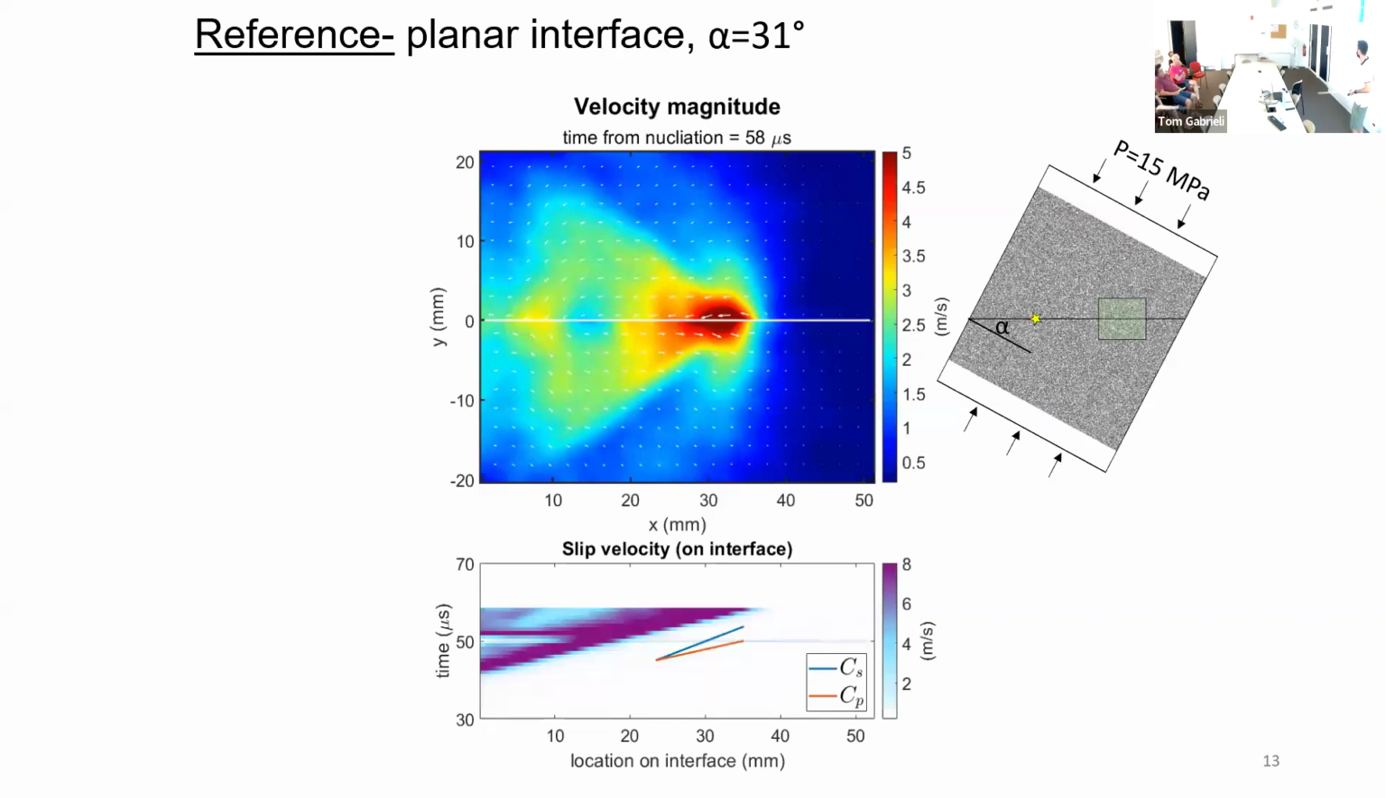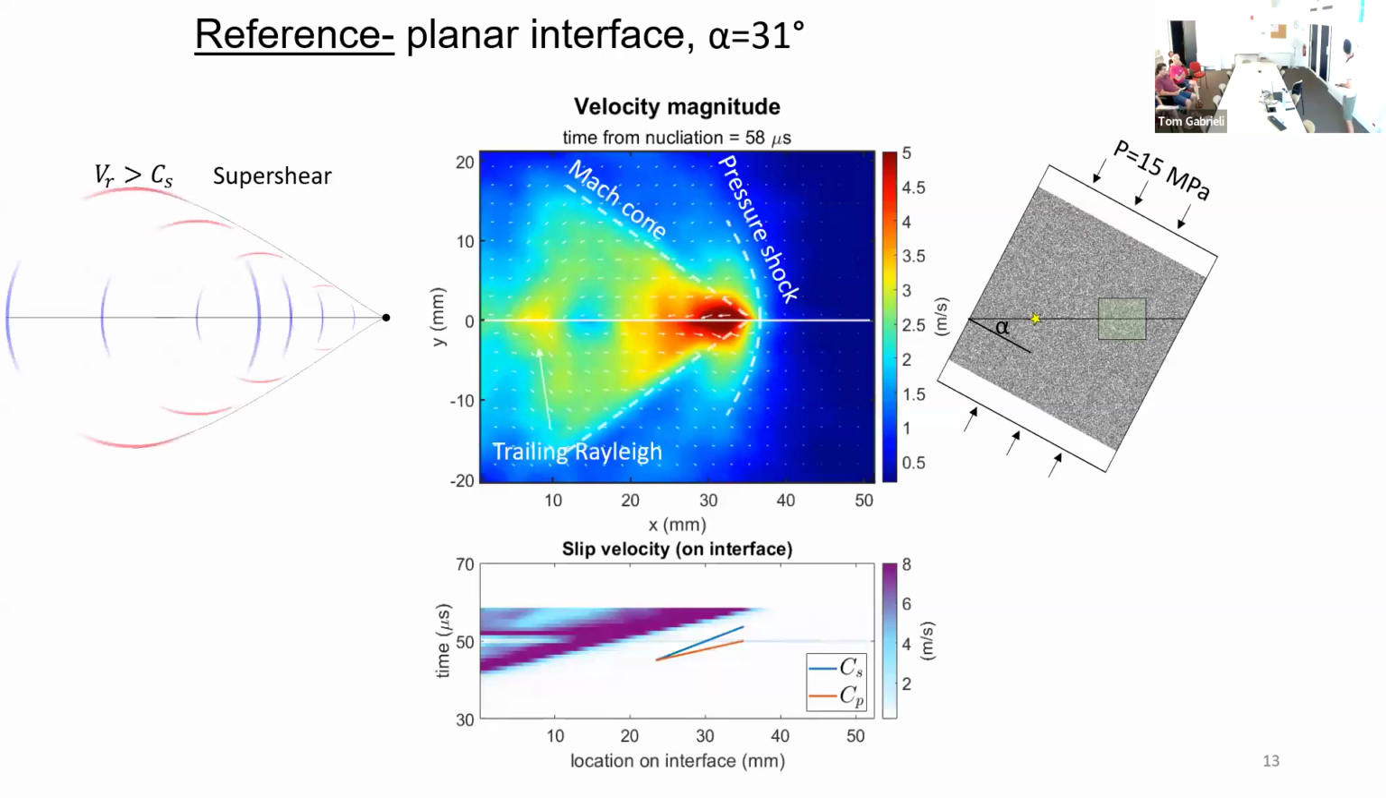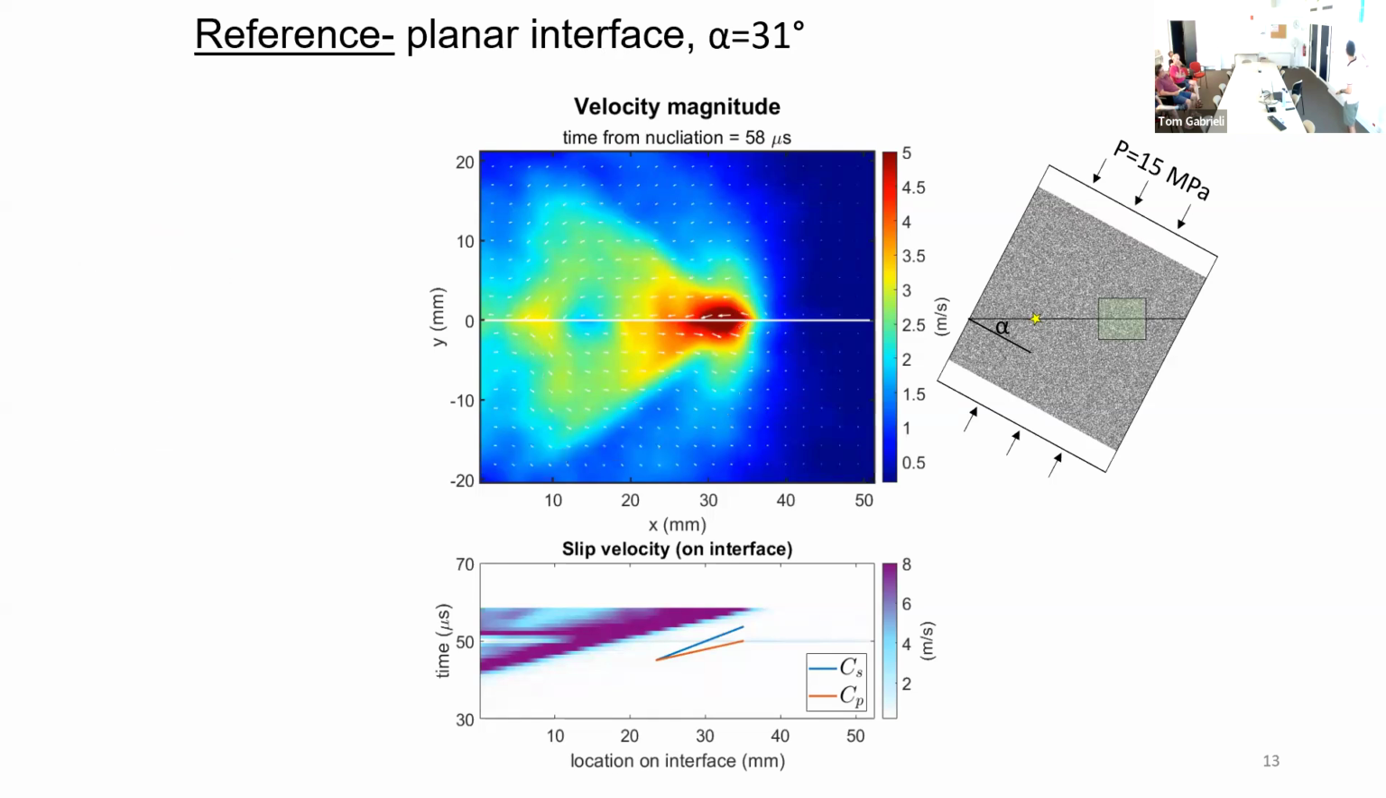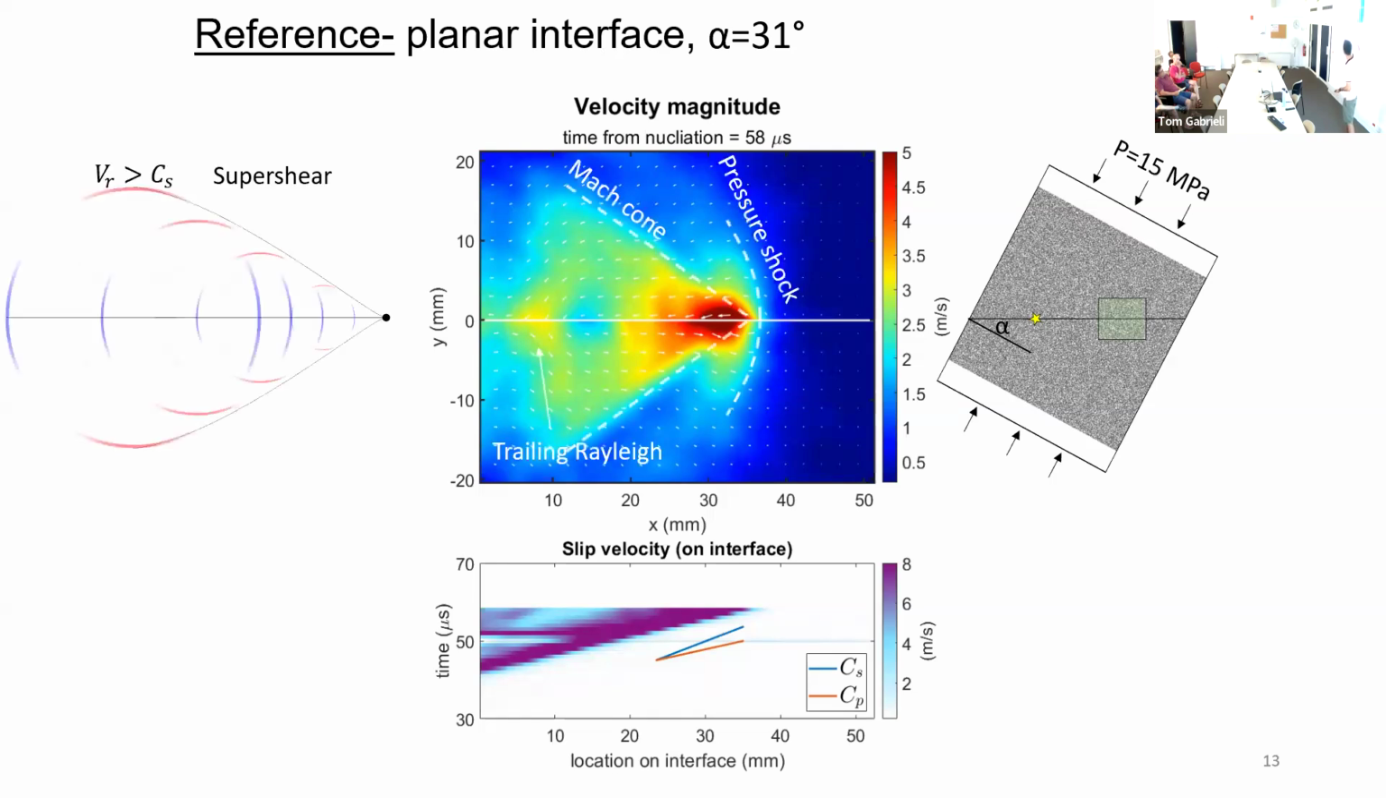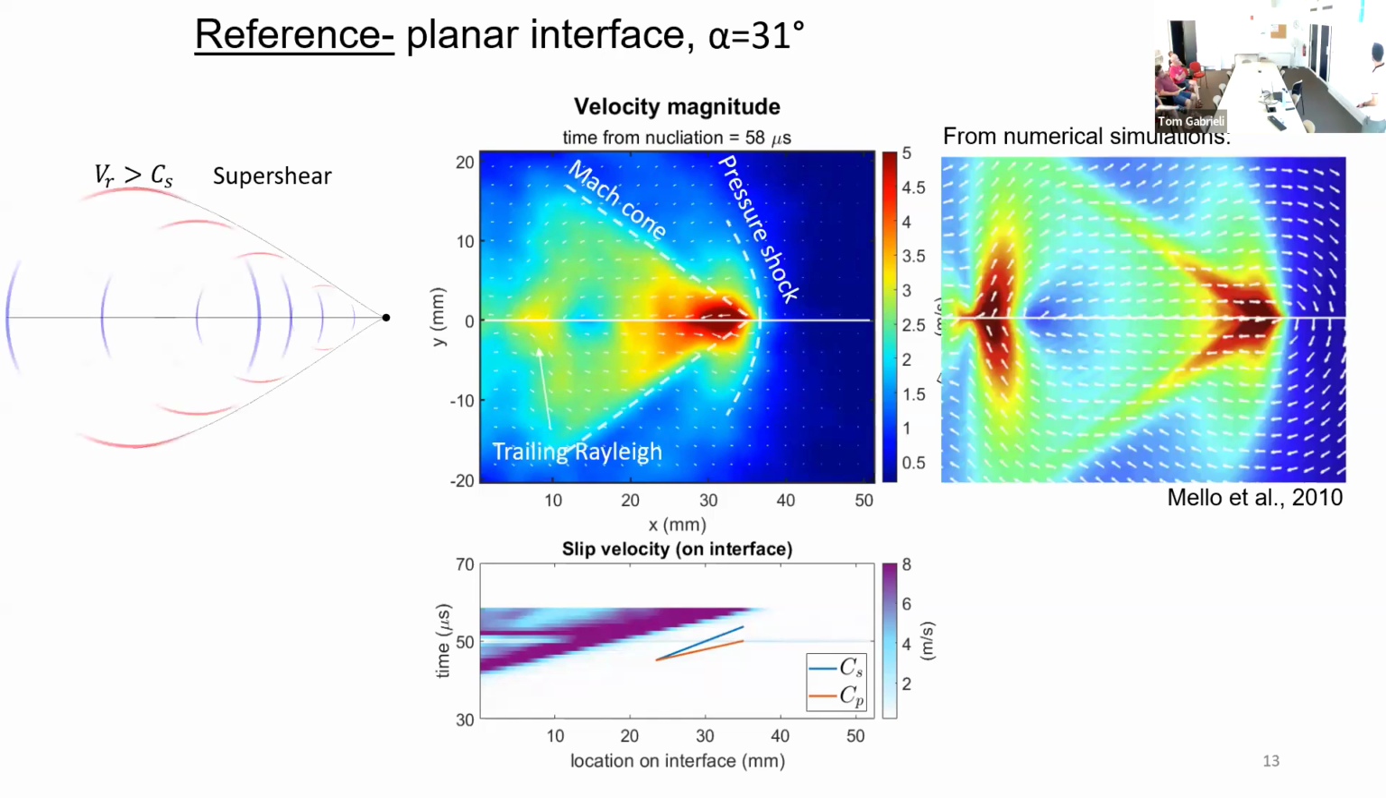The rupture is very different, and we can see here it has this conic shape, which is actually the Mach cone, and it's preceded by a pressure shock here. And this part is called a trailing Rayleigh, a part of the rupture that travels at Rayleigh wave speed, and we can see it's like we saw in the supershear example, so it's a supershear rupture. And if you don't believe me again, here are, from the same paper, numerical simulations of supershear rupture, and we can see that the shape is very similar, so again, high confidence.